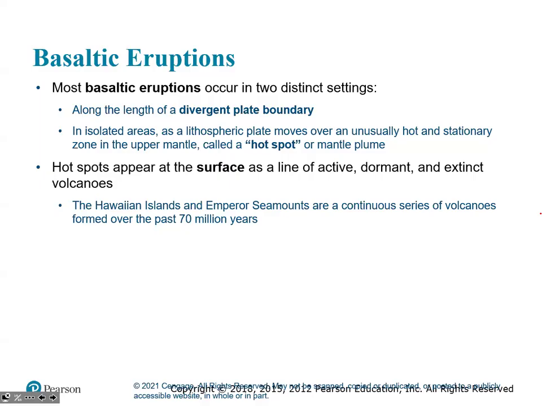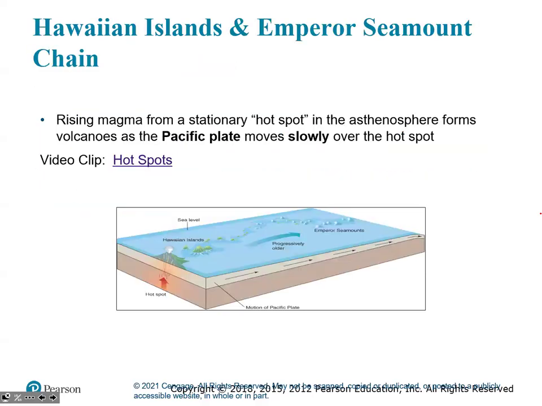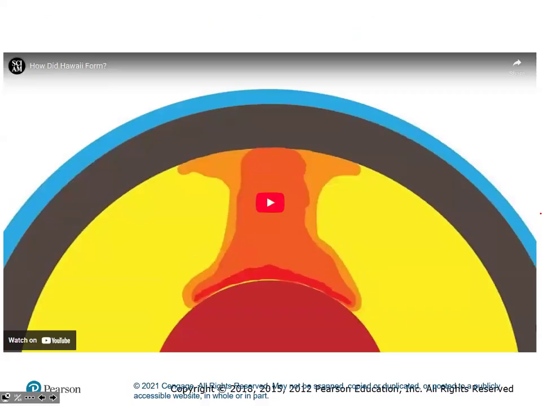So the Hawaiian Islands and the Emperor Seamounts are a continuous series of volcanoes formed over the past 70 million years by the hot spot that is currently under the big island of Hawaii. So you have a hot spot making islands, and as you travel along the chain the islands get progressively older, and there's a set of underwater volcanoes that are even older. These are formed as the Pacific Plate moves over the hot spot. So here is a short video about how Hawaii formed.